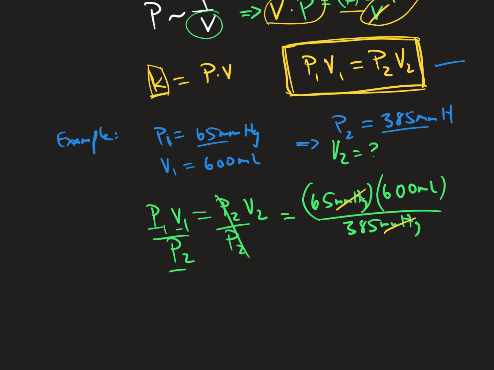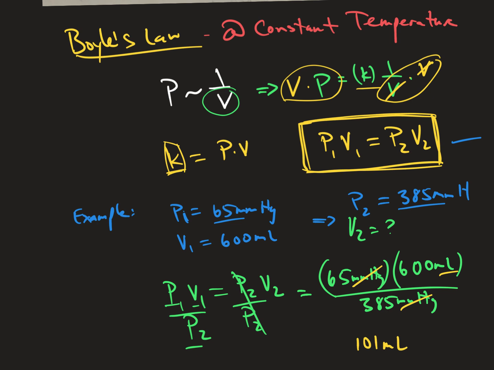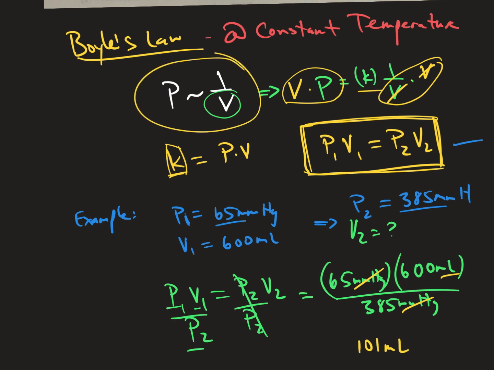Millimeters of mercury cancel. We're left with milliliters. Good. So that's what we're looking for, volume. So 65 times 600, divided by 385, and it should give us 101 milliliters. We can see the volume goes down, because our original law says pressure and volume are inversely related. So one goes up, the other goes down.